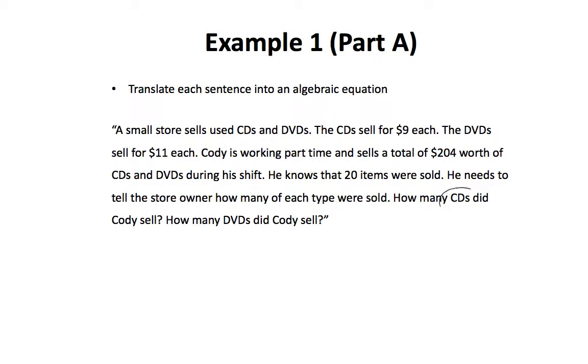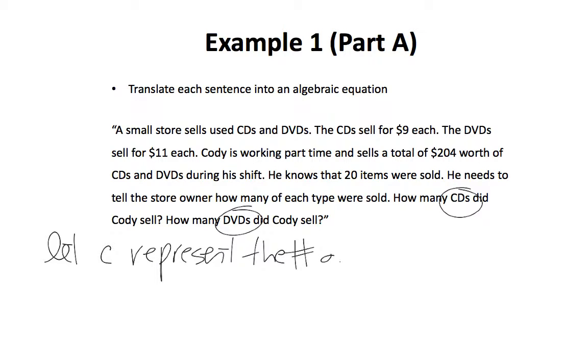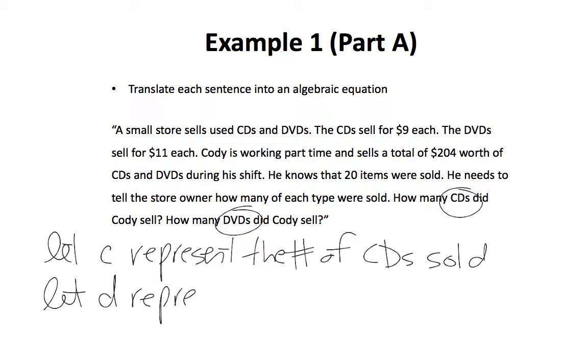Since we're trying to figure out how many CDs and DVDs that Cody sold, let's represent both of those with a variable. Let C represent the number of CDs sold. I'm going to write the same thing for the number of DVDs. Let D represent the number of DVDs sold.